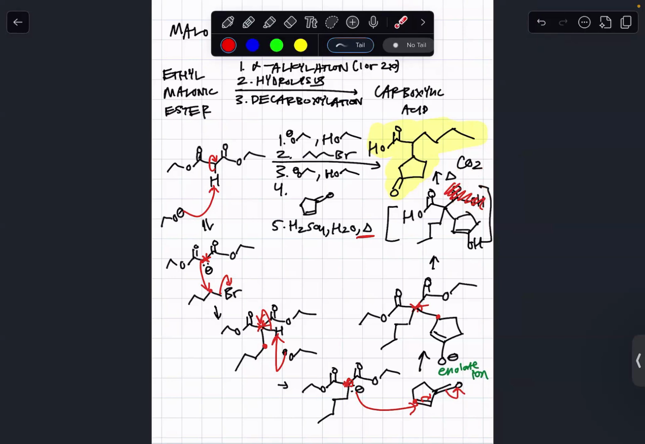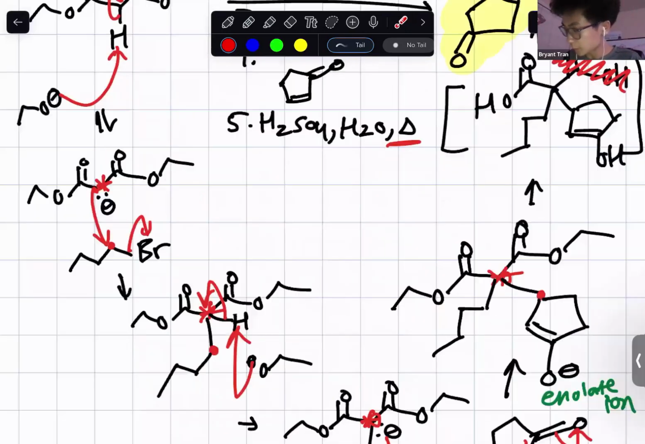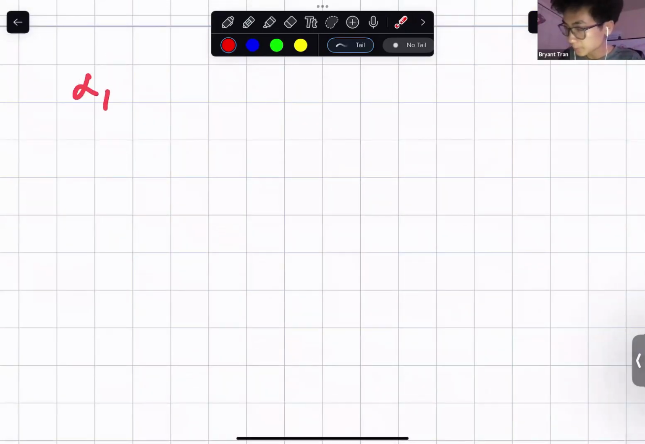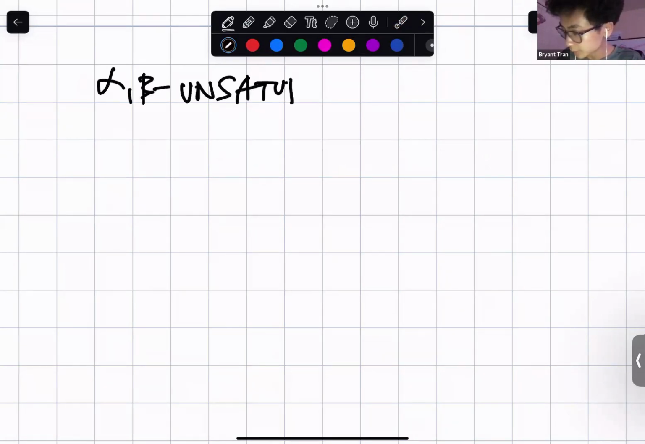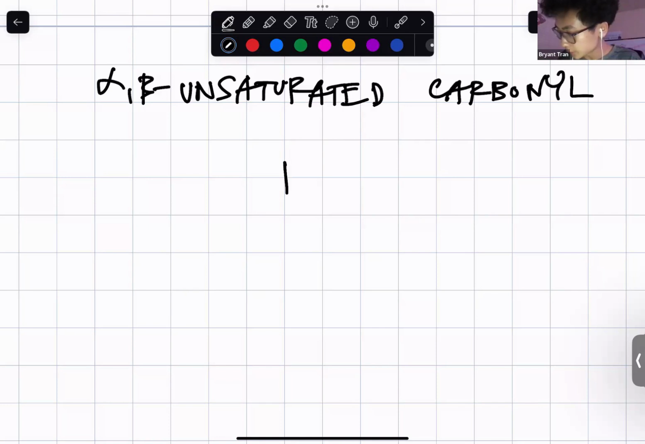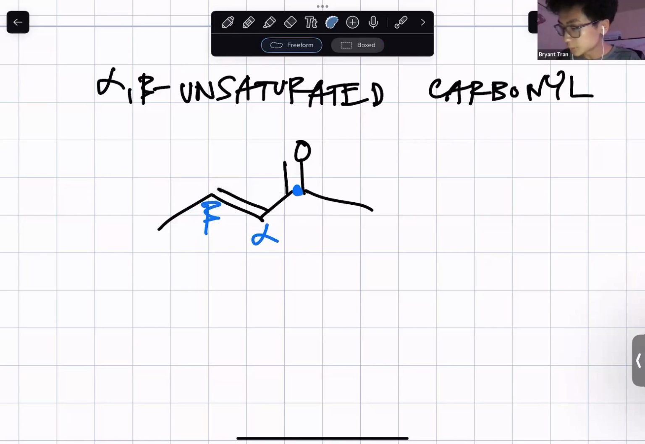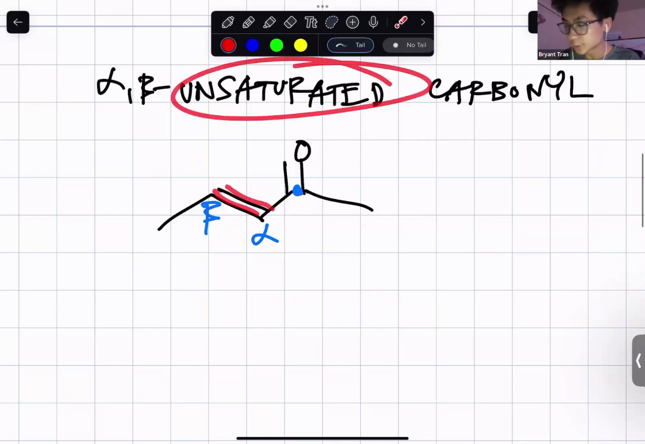When should we do the 1,4 addition and when should we do 1,2 addition? So when you have an alpha, beta unsaturated carbonyl, which is going to be a carbonyl, and this is the carbonyl carbon, this is the alpha carbon, this is the beta carbon. There's a double bond between the alpha and beta carbon. That's the unsaturation.